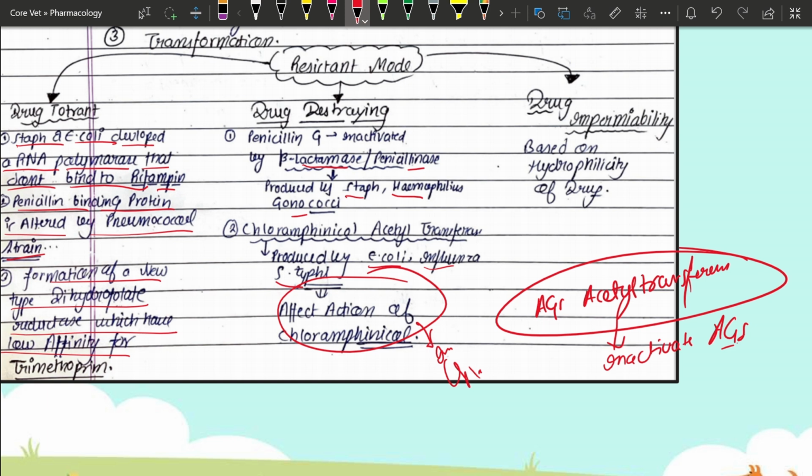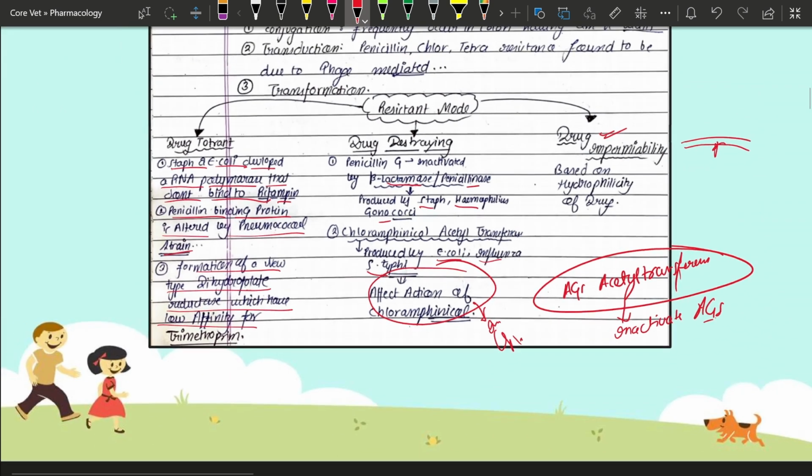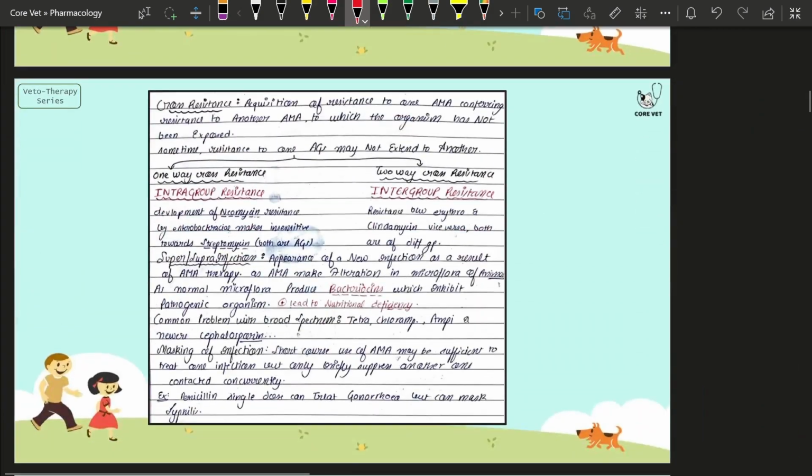There are certain bacteria that will make the impermeable cell membrane such that the drug couldn't pass. That is what drug impermeability means, that the drug isn't allowed to enter the bacteria. If the drug isn't allowed to enter the bacteria, it won't show any effective response, right? So that's what drug impermeability means.